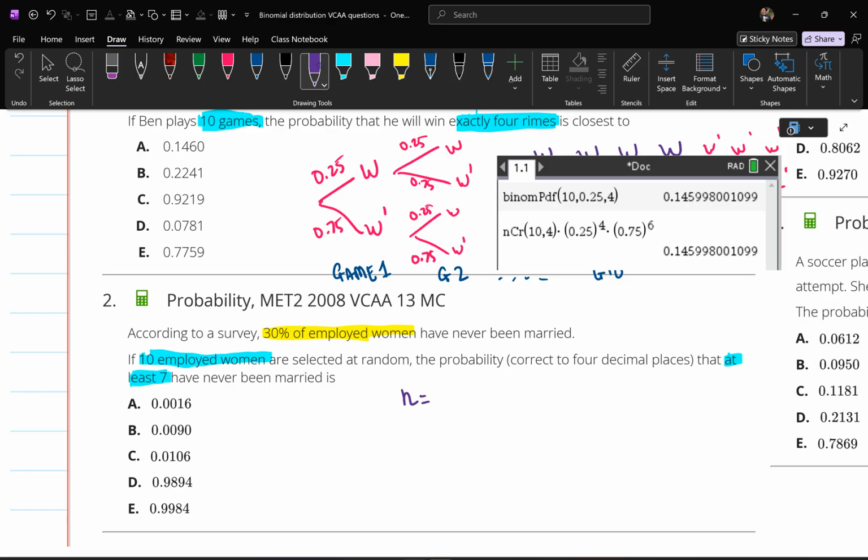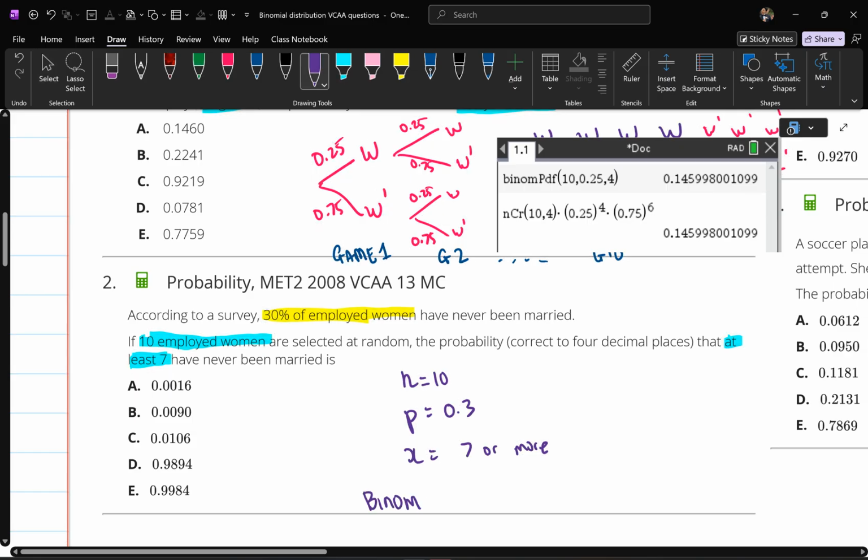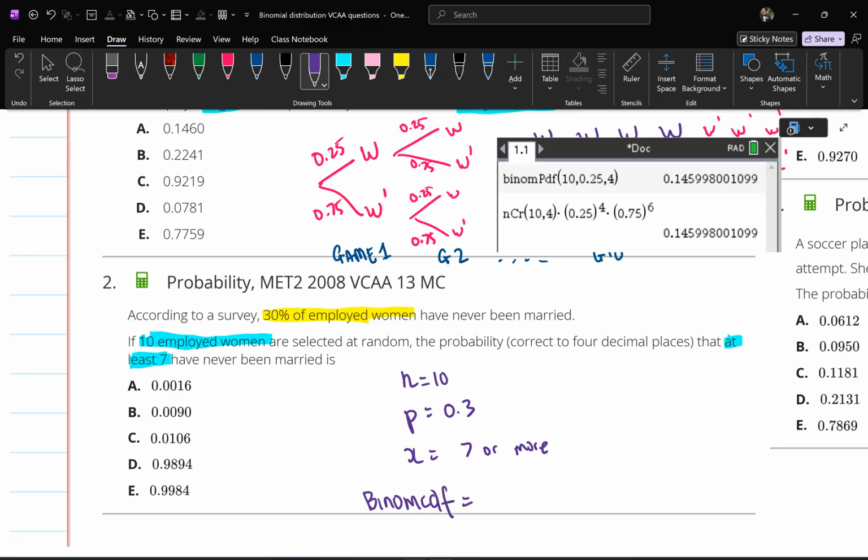So here we go again. How many times are we picking? We're picking 10. What's the probability of picking someone that's not going to be married? 30%. What's my X? I'm looking for at least 7. So I'm saying I want 7 or more. So it could be 7 unmarried, 8 unmarried, 9 unmarried, or 10 unmarried. So here we go. This one would clearly be a binomial CDF. Now you can do PDF, it's just longer to do.